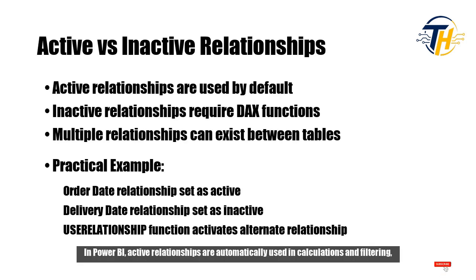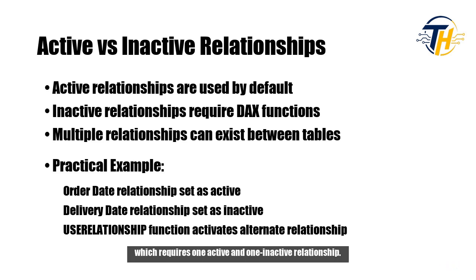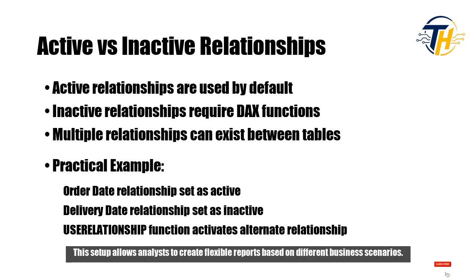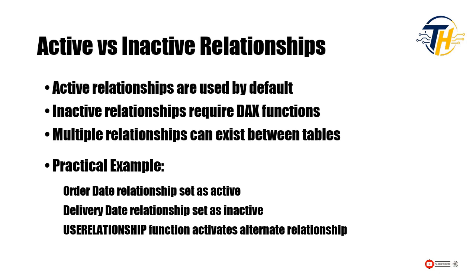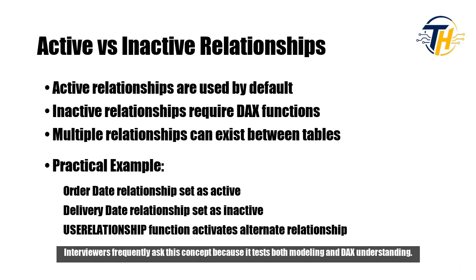In Power BI, active relationships are automatically used in calculations and filtering, while inactive relationships remain unused unless specifically activated through DAX functions. Businesses often use multiple date columns such as order date and delivery date in the same table, which requires one active and one inactive relationship. This setup allows analysts to create flexible reports based on different business scenarios. For example, a logistics company may analyze both shipping date and delivery date trends using inactive relationships with the USERELATIONSHIP function. Interviewers frequently ask this concept because it tests both modeling and DAX understanding.